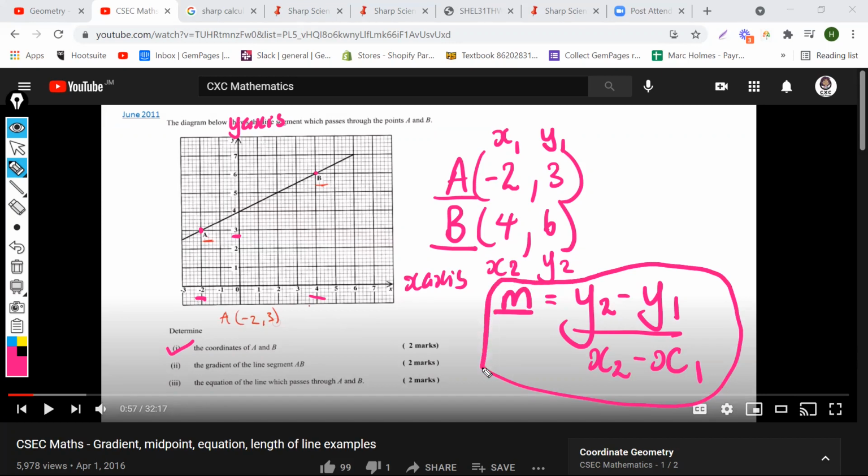Does this paper come with a formula sheet or do I have to remember that? No, this is not on the formula sheet, honestly. The y2 minus y1 over x2 minus x1 is not on the formula sheet, so you need to just know it. I wish it was on the formula sheet, but it's not there.